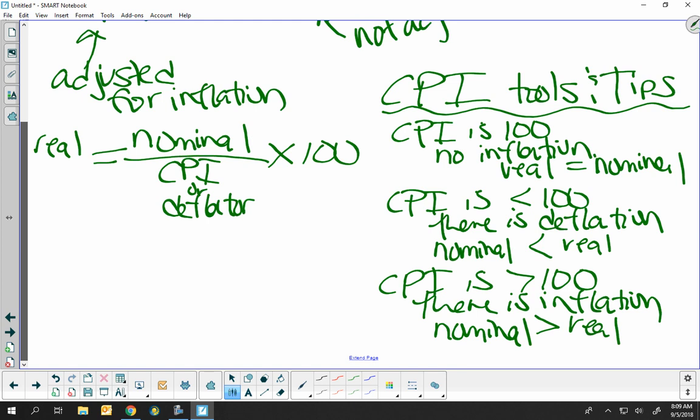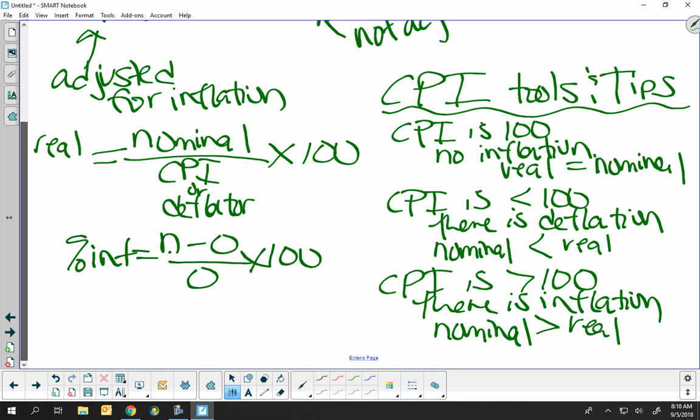And what about the inflation rate, the inflation percentage? New CPI minus old CPI, over old CPI, times 100 is going to give you your inflation percentage. There'll be numbers that are easy, that you can do easily.